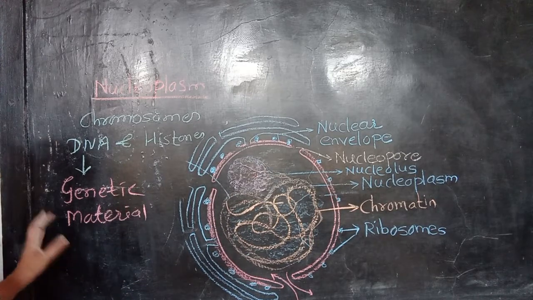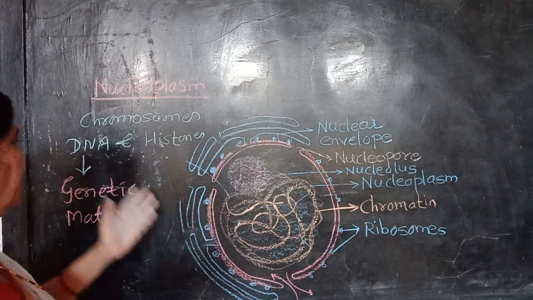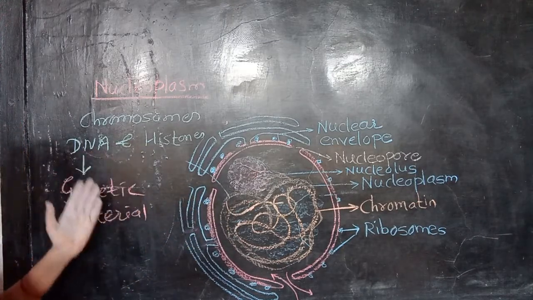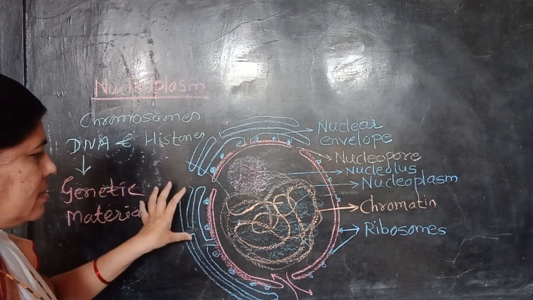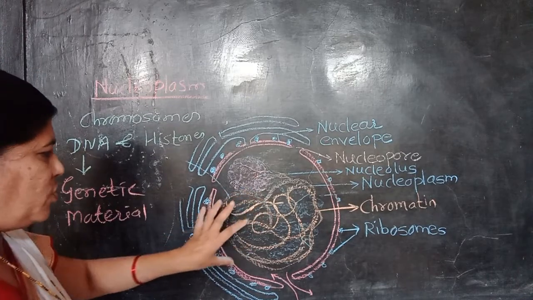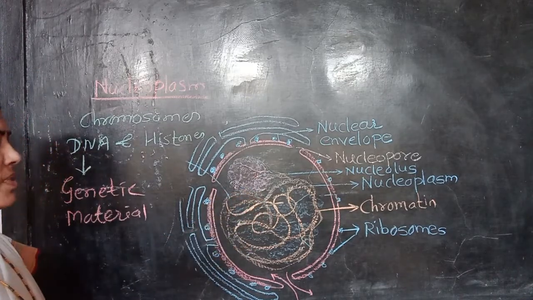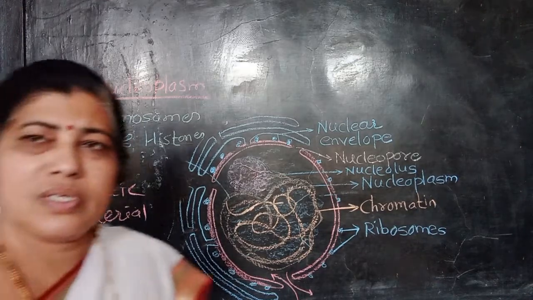So therefore, this nucleus contains chromatin material. Chromatin material is made up of DNA and histone, and DNA is genetic material. That's why the nucleus in a cell is a very important part. So the nucleus is a very important part of the cell. In this way we have discussed all about the nucleus.